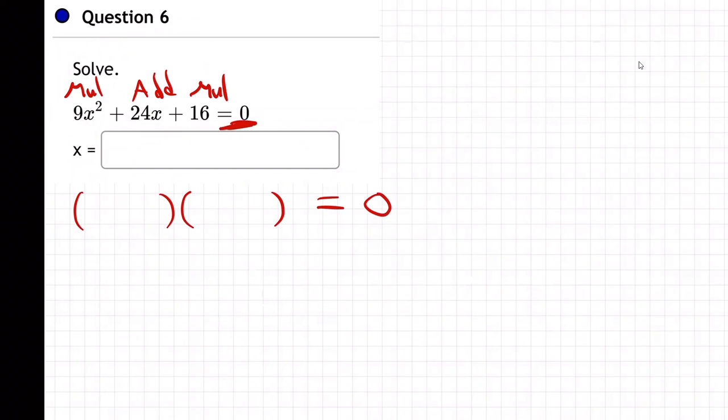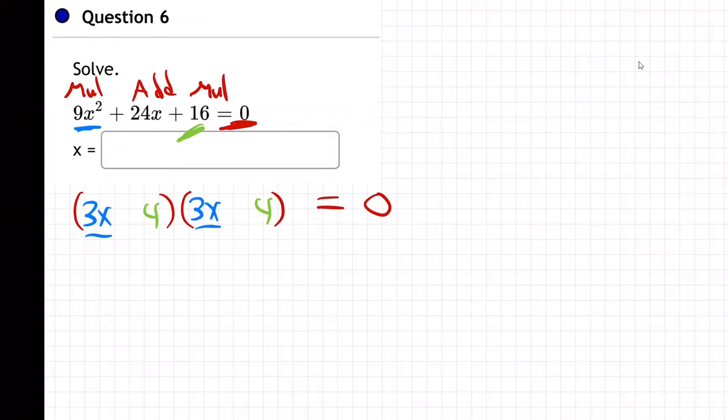That is important. Okay. So we want the front times the front to multiply to be 9x squared. What times what makes 9x squared? 3x. 3x times 3x is 9x squared. And then how do they multiply to be 16 in the back? 4 times 4 makes 16.